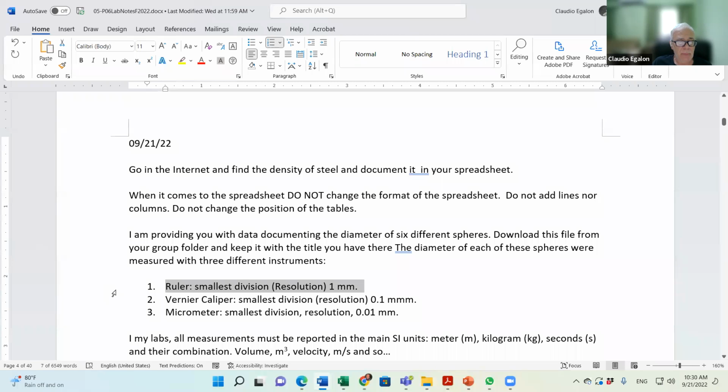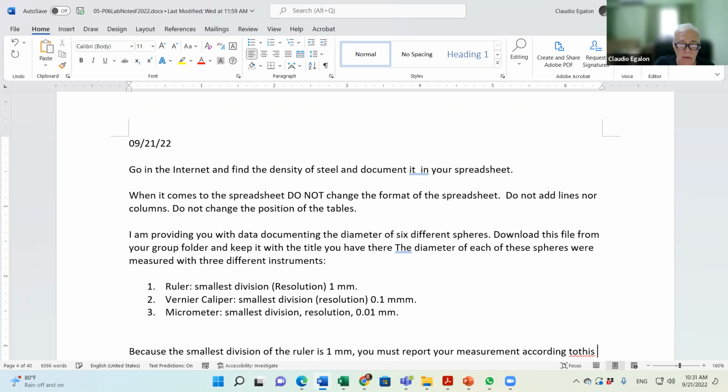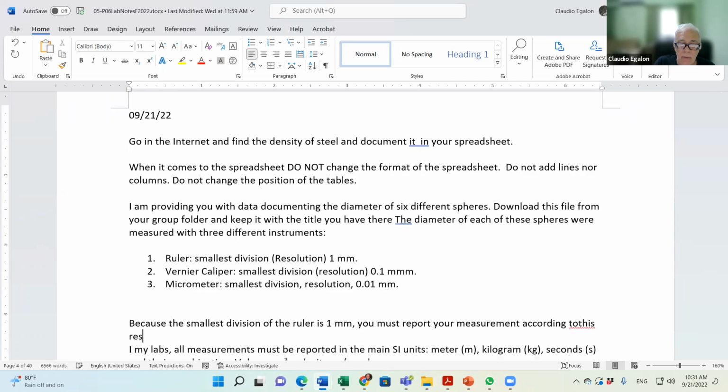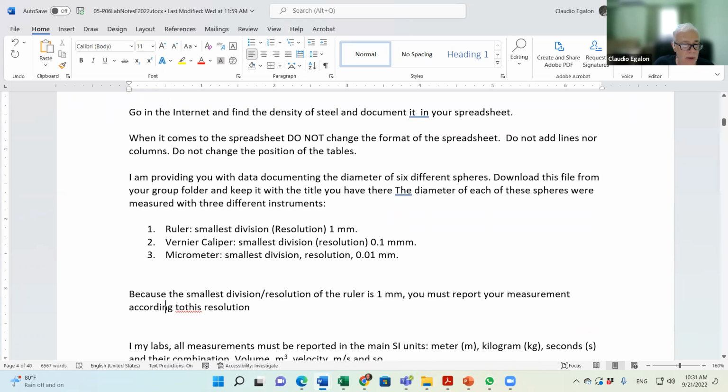And you have to keep that in mind when you report the measurements that you make with your ruler. Because the smallest division of the ruler is 1 millimeter, you must report your measurement according to this resolution. The smallest division is the resolution. You must report your measurement according to this resolution, okay?